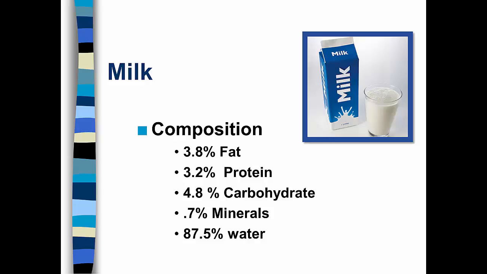General composition of milk will be 3.8% fat, 3.2% protein, 4.8% carbohydrates, 0.7% minerals, 87.5% water. Most milk samples that you would actually collect and measure will be somewhat different from that because milks deviate in their composition due to the breed of the cow, the state of lactation that the cow is in, the animal's feed, the time of year, and a variety of other factors. So rarely will you get a sample of milk that has this exact composition.